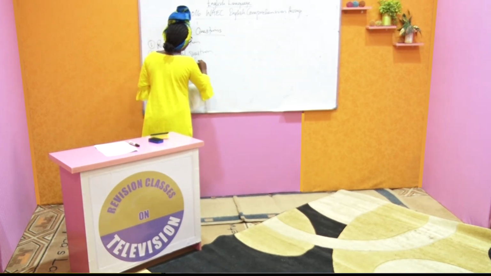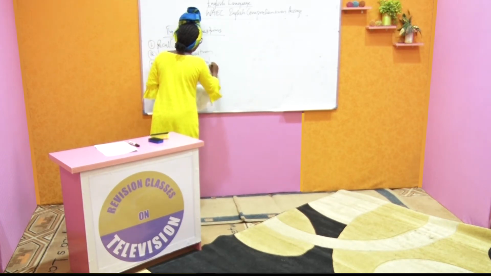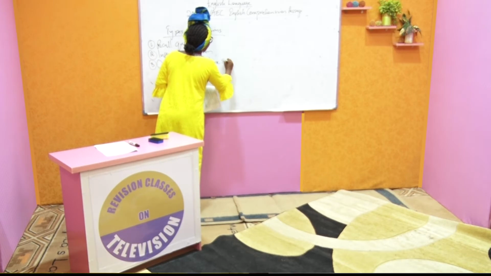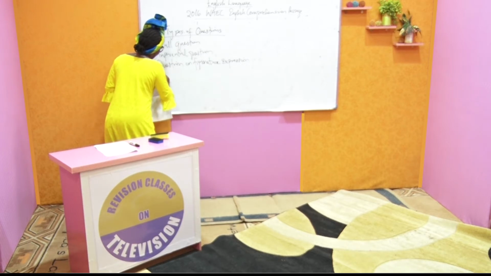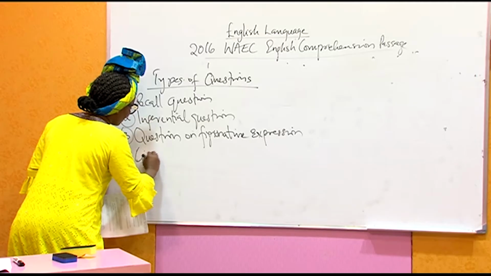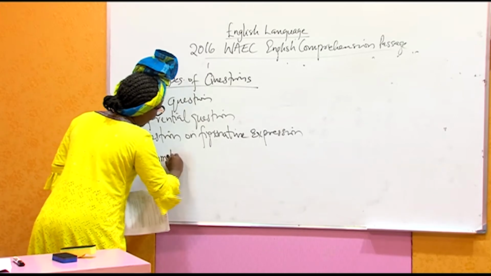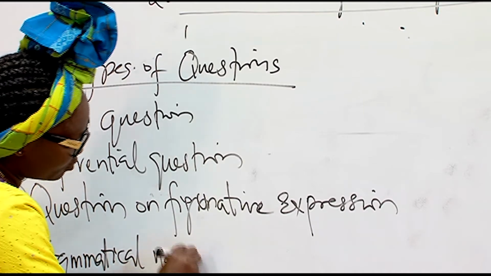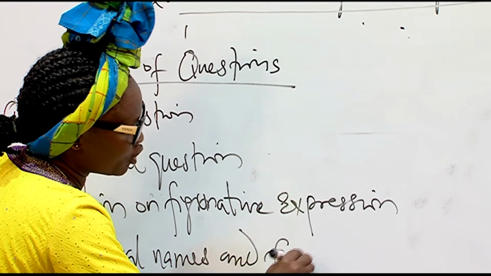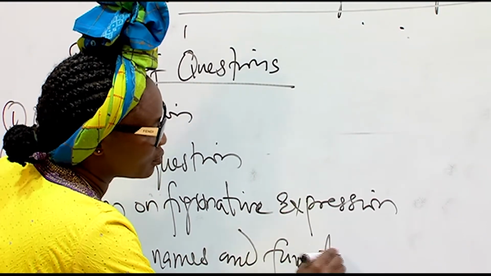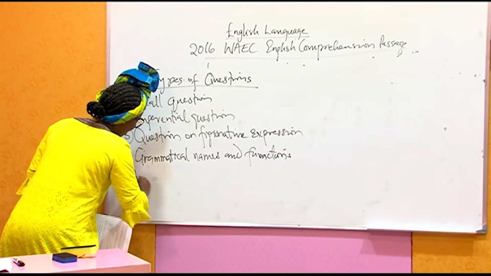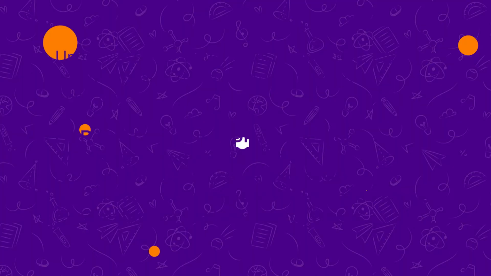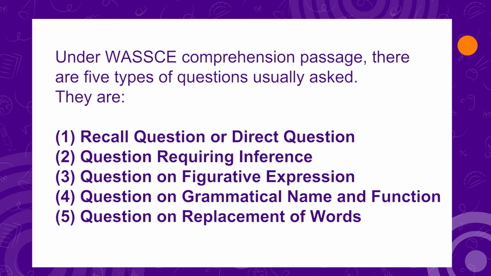The third one, we have questions on figurative expression. The fourth one, we have grammatical names and functions. Then the fifth one, we have vocabulary mastery.